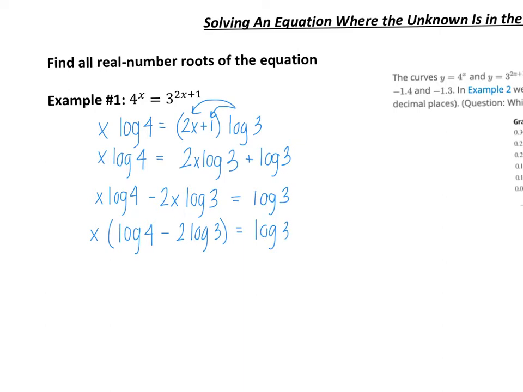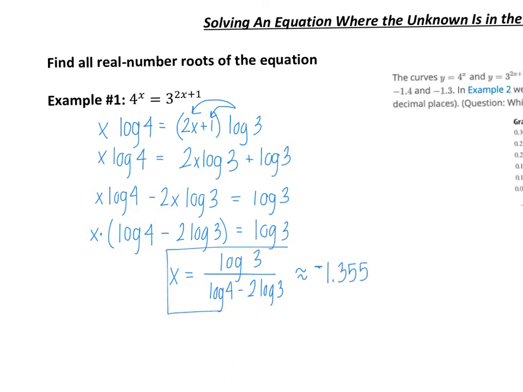And now I'm going to undo the multiplication here by dividing. So I'm going to get x equals log of 3 divided by log of 4 minus 2 log of 3. This would be the exact answer if you typed it into your calculator, which you should practice typing in right now. You will get negative 1.355. If you did not get this answer, make sure you have parentheses after your logs. Make sure the denominator is log 4 minus 2 log of 3. And really make sure you can do it on your calculator.